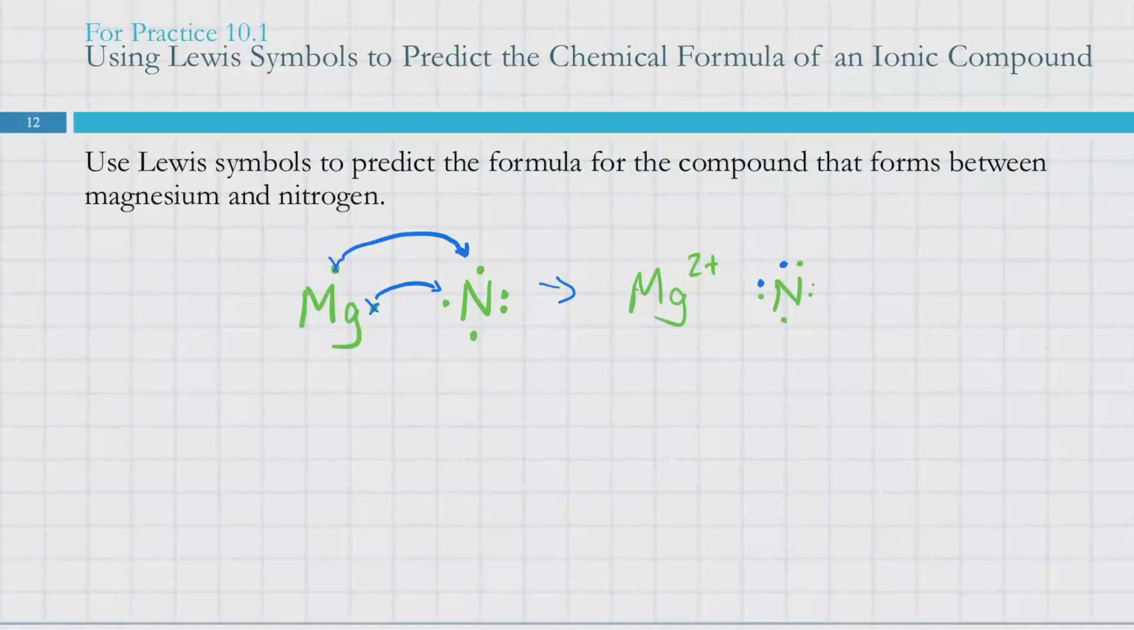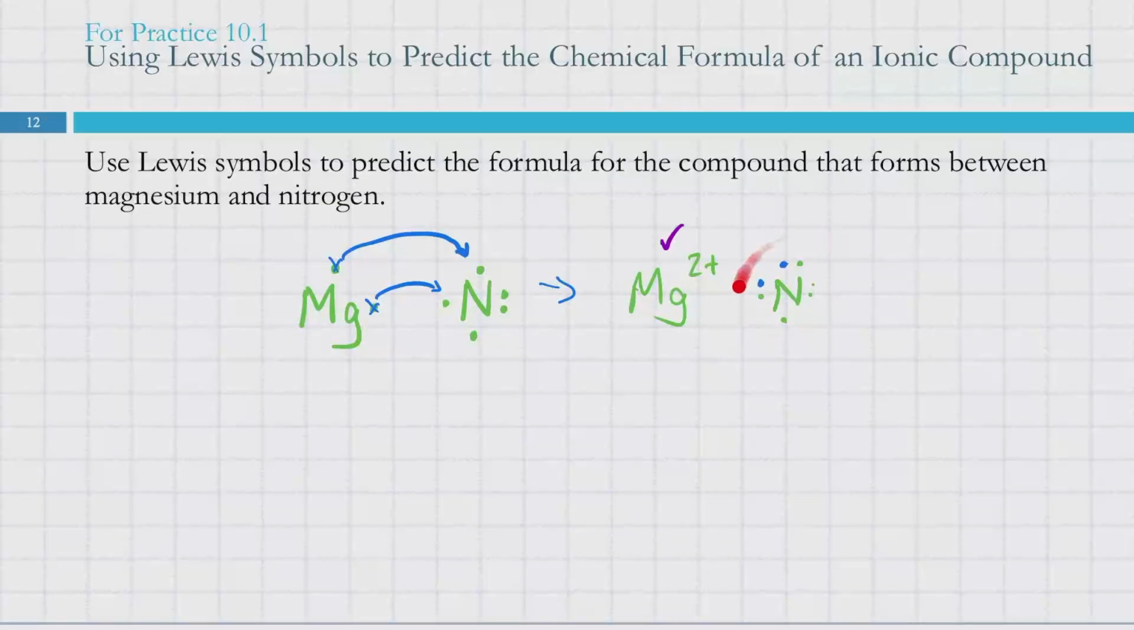Our magnesium lost its outer shell. So this secretly reveals underneath, since magnesium is in row 3, it's actually got neon electron configuration. So it's got a full octet. So magnesium is happy here. So we'll put a check mark on magnesium. It's got its full octet.